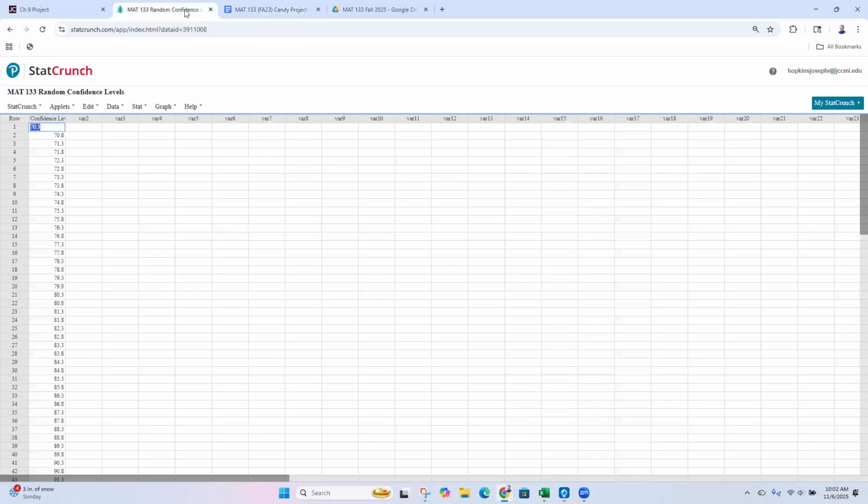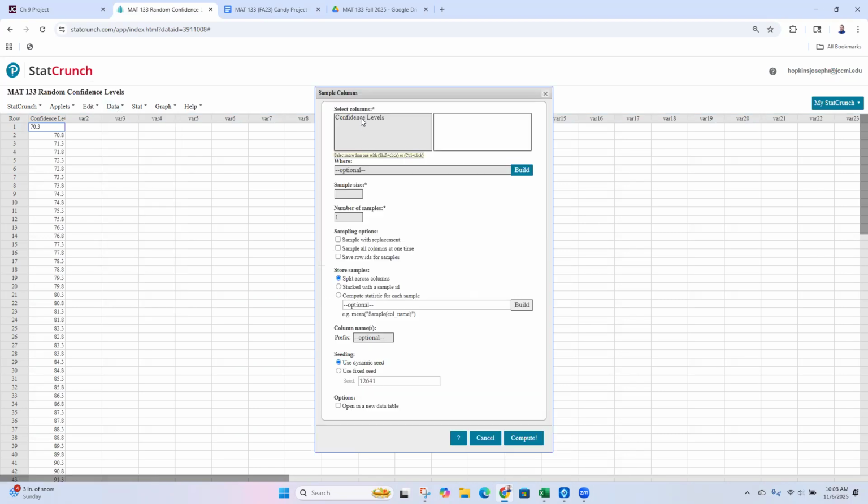So over here in StatCrunch, we're going to go to data, sample, and you'll click on sample, data, sample. Select which column the data is in, so it's in confidence levels. So we'll do a sample size of 3. Okay.